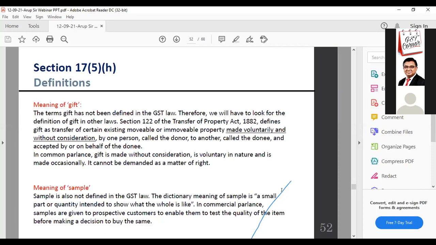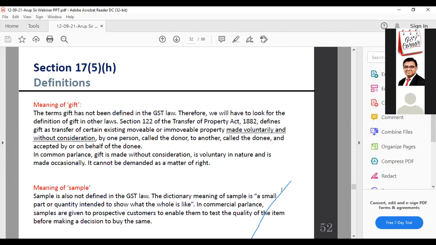Whether whatever we are giving as sales promotion, are we giving it voluntarily and without consideration by one person called the donor to another, called the donee, and accepted by or on behalf of the donee. So when I am doing a sales promotion activity, is the person in front bound to accept what I am giving? If he wants to take it, he will take it. If he does not want to take it, he will not take it.